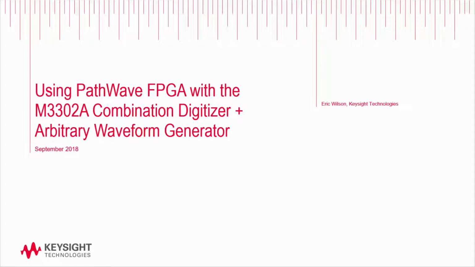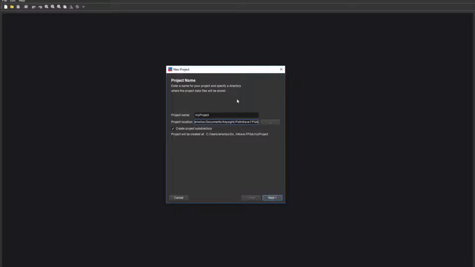In this tutorial, I will demonstrate how to create a PathWave FPGA project for the M3302A BSP. To get started, launch PathWave FPGA from the Start menu and select File, New Hardware Project. The New Hardware Project dialog will show up, and you will be presented with a page that lists the project name and project location. I will be using the default project name and project location for this example.